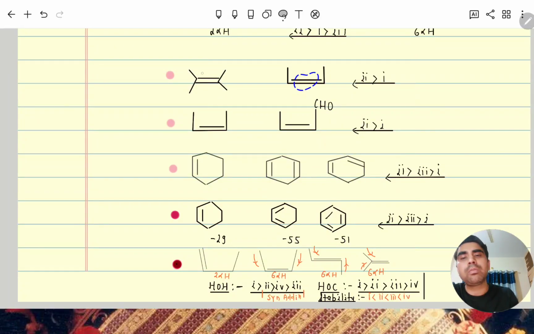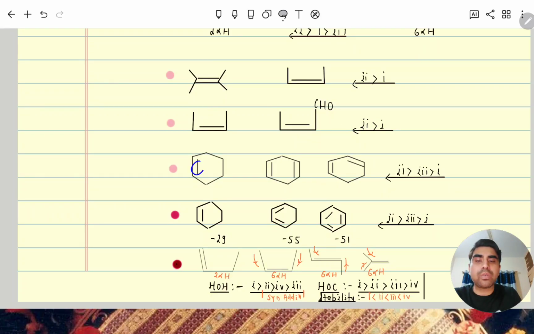Next, moving further, now here you can see one pi bond, here also one pi bond, but here how many alpha hydrogen? Here 12 alpha hydrogen, and here only 6 alpha hydrogen. So this one is more stable, so its heat of hydrogenation will be less. Here the number of pi bonds is 1, but here it has 2 pi bonds. So with more pi bonds, the heat of hydrogenation will be more. So 2 is greater than 1.